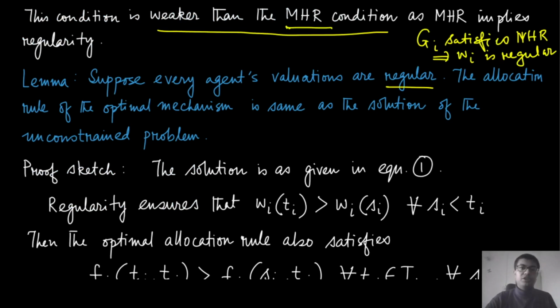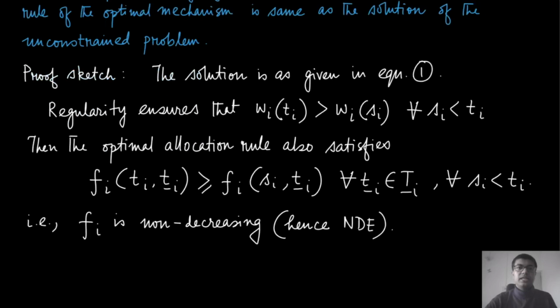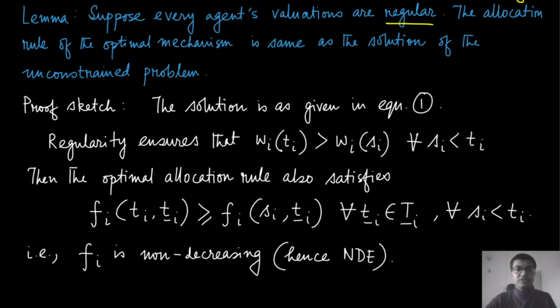So if we assume that property, that it is regular, then the allocation rule of the optimal mechanism is the same as the solution of the unconstrained problem. So now you see that if that regularity condition is violated, then you can actually construct one allocation rule, f_i(t), which violates the regularity condition yet can satisfy this condition. And we are also not going to get into the details of this proof. It's quite obvious. So the solution of this unconstrained problem is given by this equation 1.